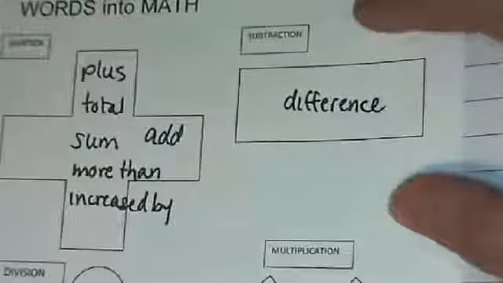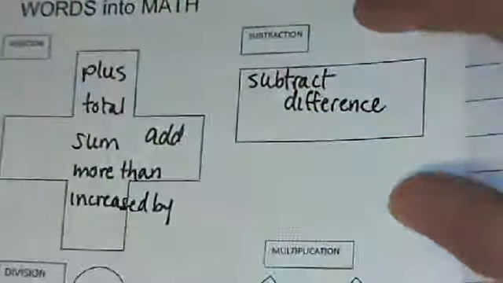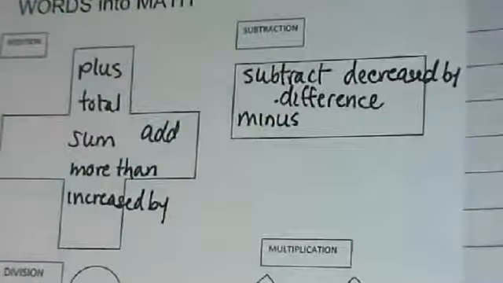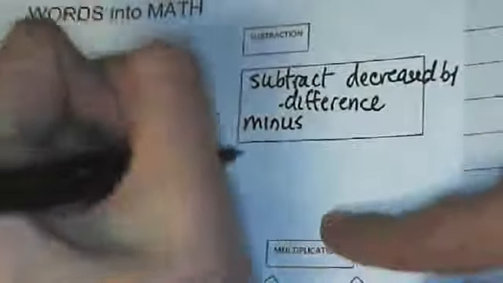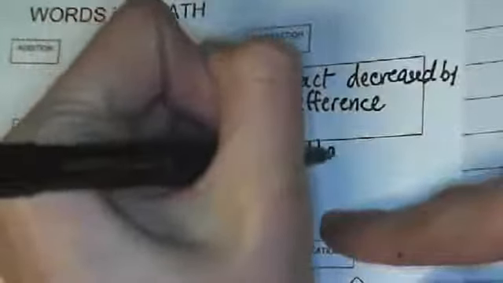The next one we're going to talk about is words for subtraction. So obviously the answer to a subtraction problem is called the difference. We also can say subtract is a keyword, minus, decreased by. Okay, and then we have what's called fewer than and less than.